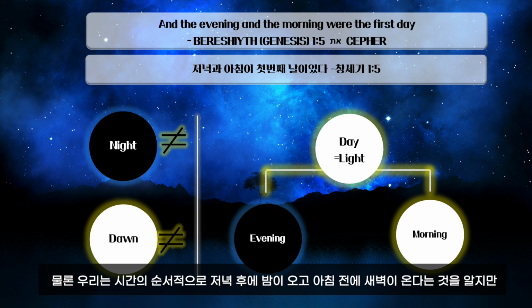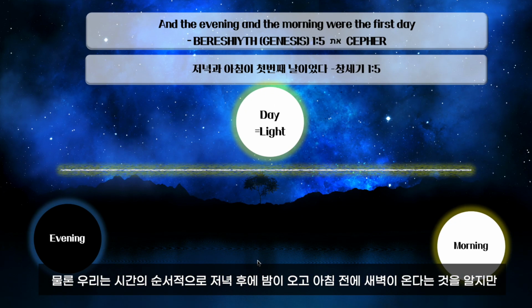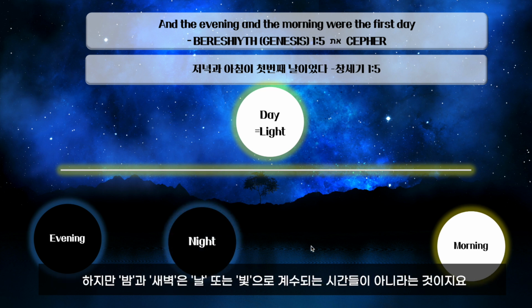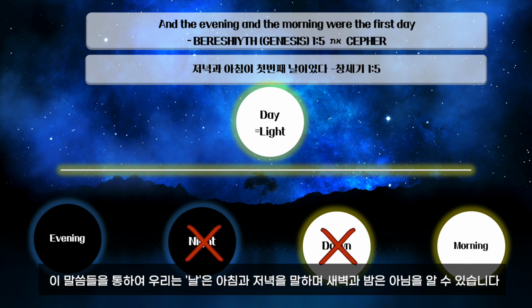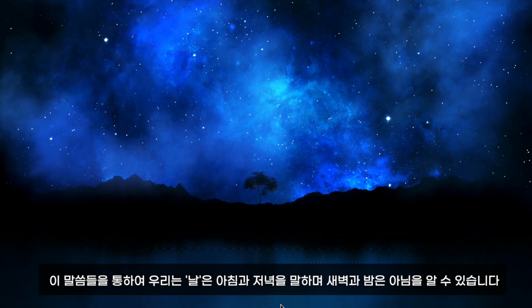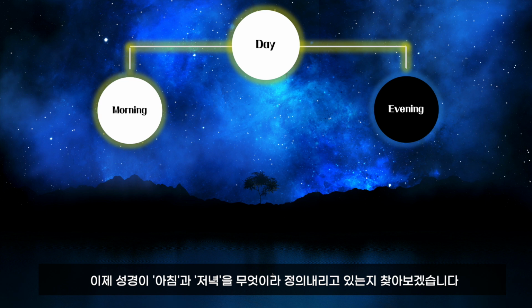This means that although chronologically after evening there is night, and before morning there is dawn, these times of night and dawn are not considered day or light. So we know a day consists of the times of morning and evening, but not dawn and night. And we need to find out how the scripture defines morning and evening.